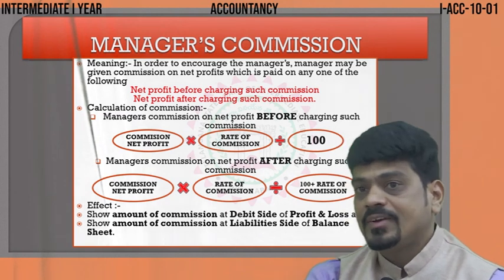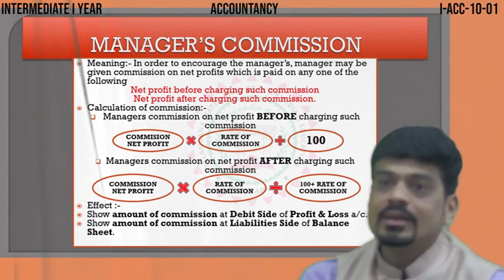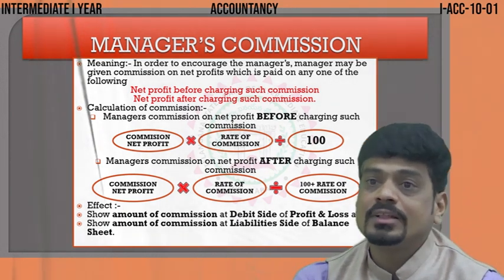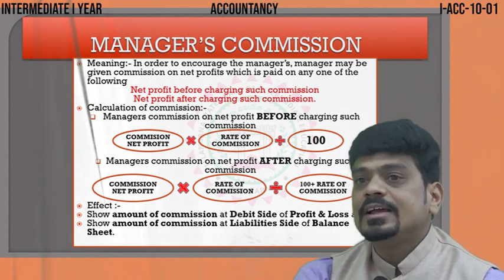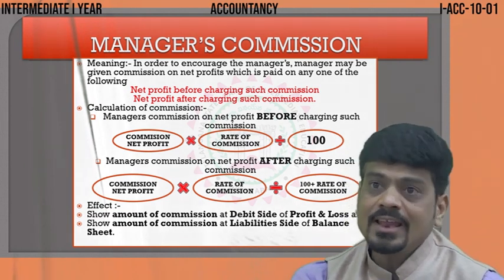Then what is the effect? The effect is we have to show the commission on the debit side of profit and loss account, and we'll show commission on the liability side of the balance sheet. These are the adjustments with their effect.